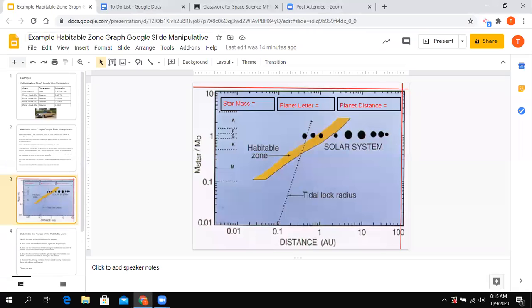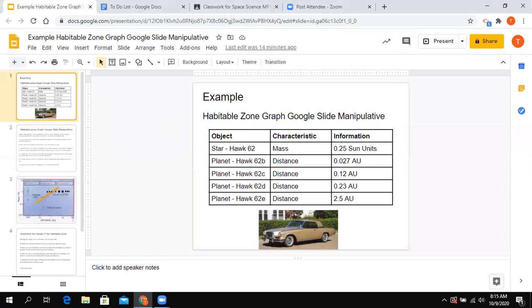But for my demonstration, I am doing a fictitious exoplanetary system. I made up all the numbers, that way I didn't have to worry about somebody having the same system. So the name of my system is Hawk 62. That's the name of my star. And my planets are Hawk 62b, Hawk 62c, Hawk 62d, and Hawk 62e.